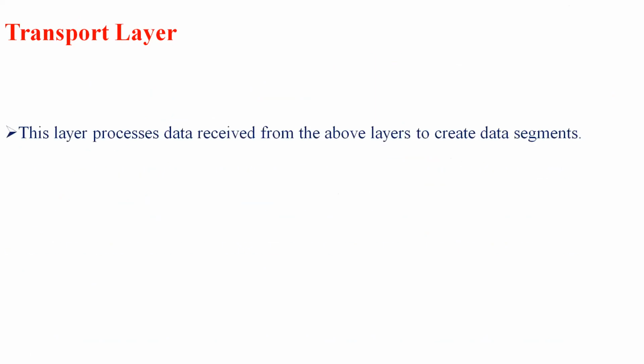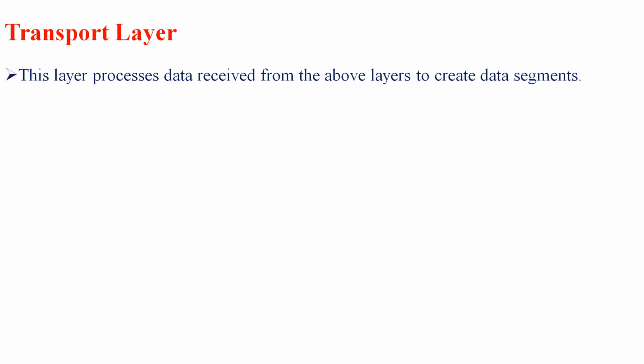Next we have the transport layer. This transport layer processes the data which is received from the above layers. It processes the data received from the application layer and creates a data segment. Here we call the packets data segments.